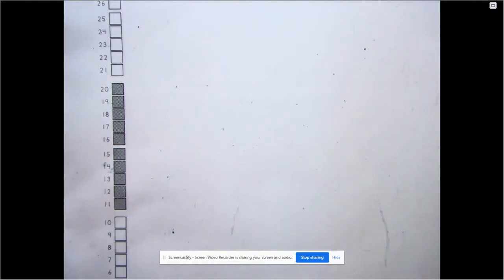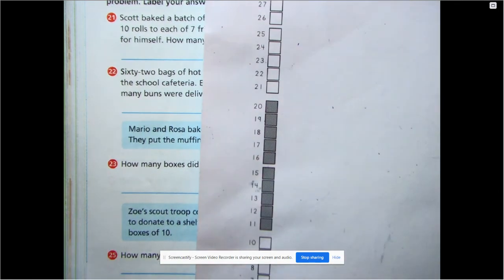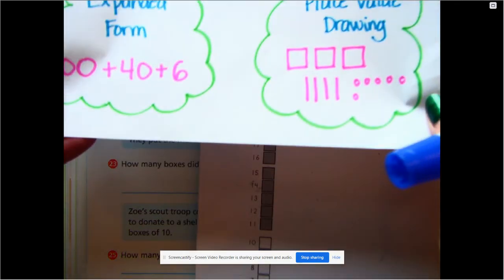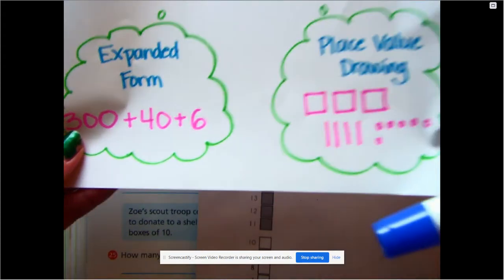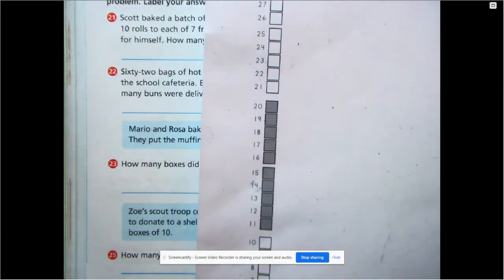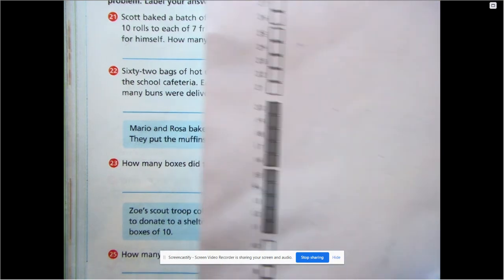You know that word problems require the deal, right? Draw, equation, answer, and your label. But we're going to draw them using those place value drawings today, or the base 10 drawings, right? It means the same thing, showing them in pictures using ones, tens, hundreds, and thousands.